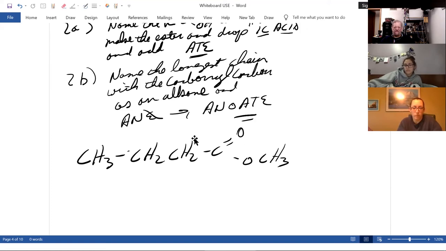I think everybody's done. Let's take a look at this. What's different? Ooh, what's not carbon? What's not hydrogen? Oxygen there, carbonyl oxygen. I have R prime and R. This is an ester.